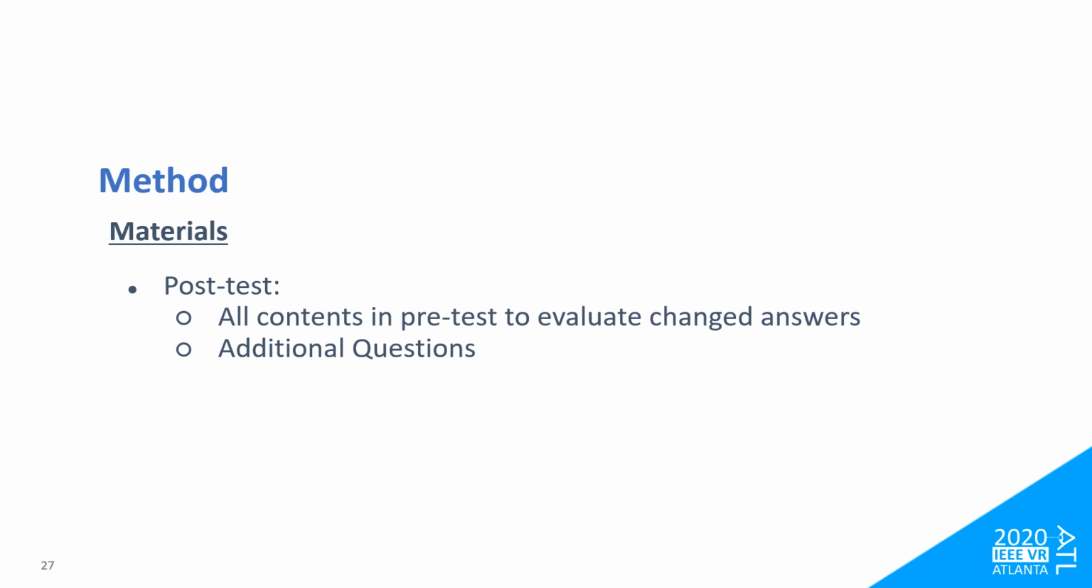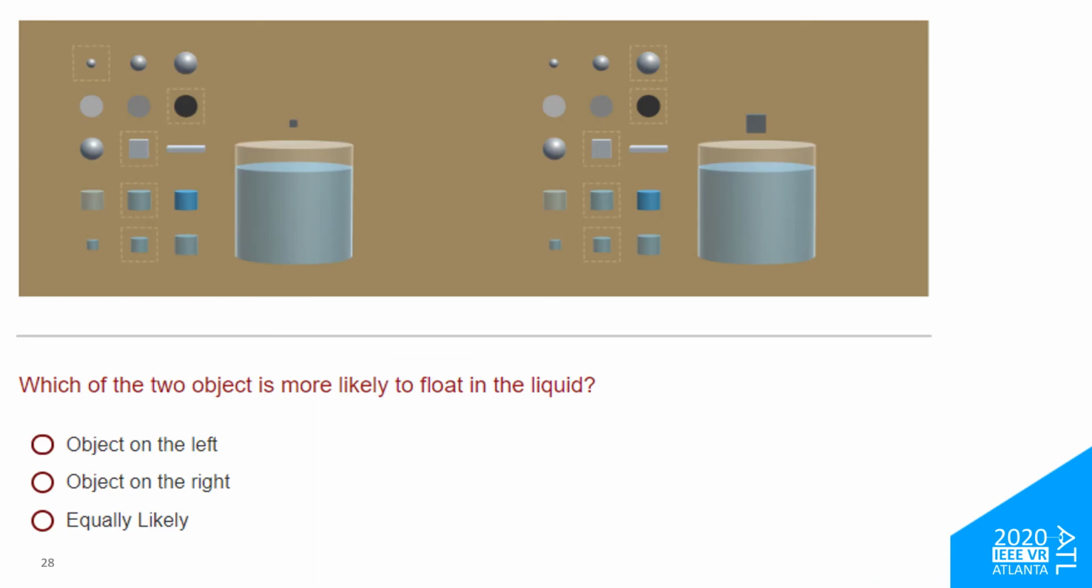Participants were then given the post-test, which includes all the questions in the pre-test in identical form. This is done with the hope that if participants wish to change their answer after using the simulation, they can. A few additional questions were included, such as screenshot questions, where participants are asked to compare two screens in the simulation and determine which object is more likely to float. This question serves as a manipulation check and also as a means to further test for understanding.